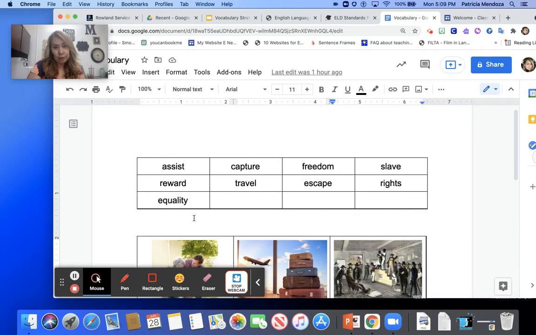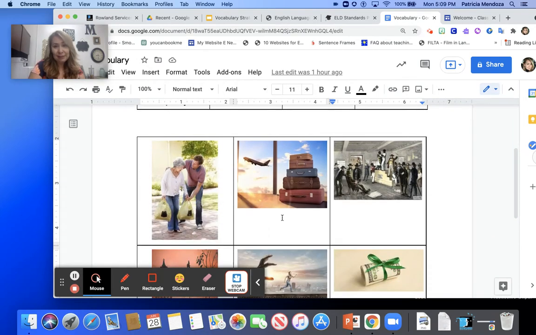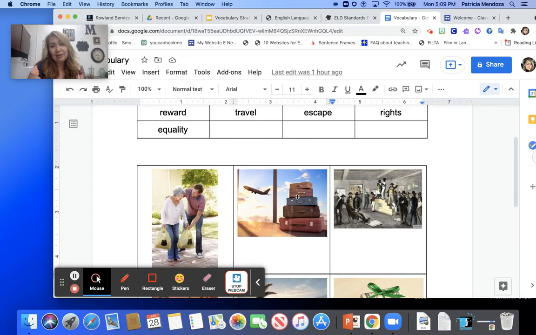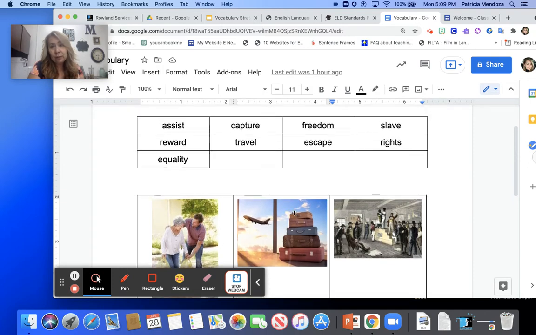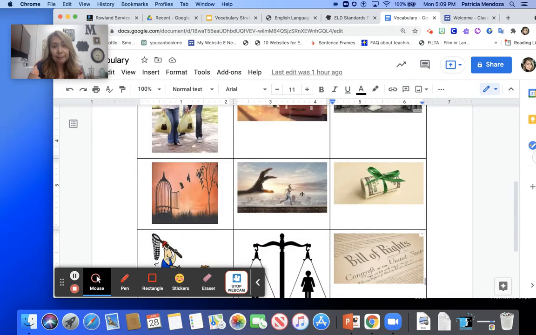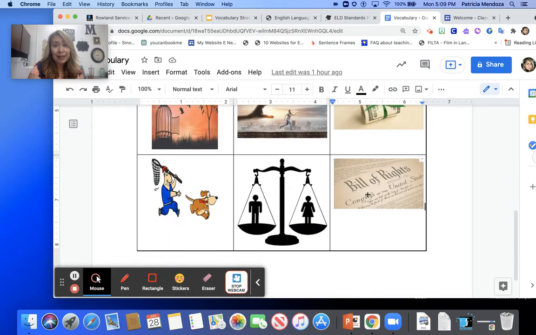Let's say they were in your unit. And I want you to find pictures that you think go best and symbolize that word. So here below, I just randomly picked some pictures that I felt went with each of the words. There's the word for assist. There's the word for travel. This is the one I chose for slave, for freedom, for escape. This one for reward. This one for rights, equality, and capture. Those are my pictures that I chose.